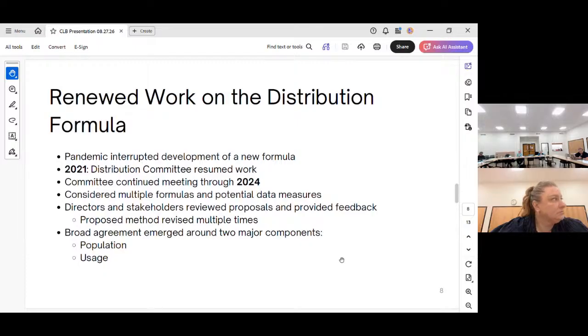Again, I want to reiterate that the broad agreement was that the new distribution considered 2 major components, population and usage. And we also were trying to avoid what I'll call major swings in the funding levels for libraries. And so as we were working through those potential outcomes and as they were being reviewed by library directors and committee members and the Coos Library Board, those were key elements of our discussion.